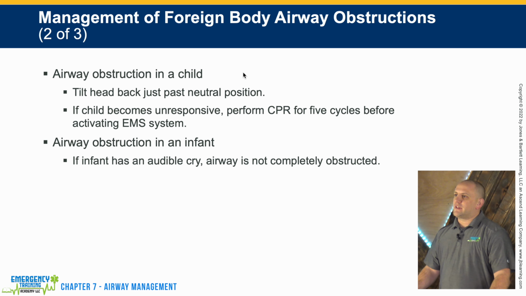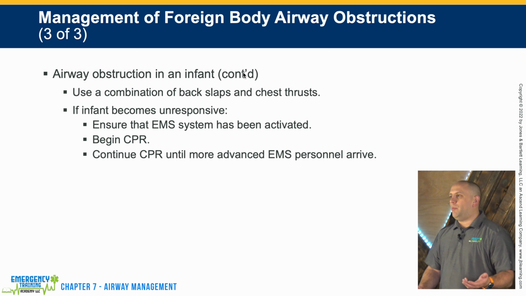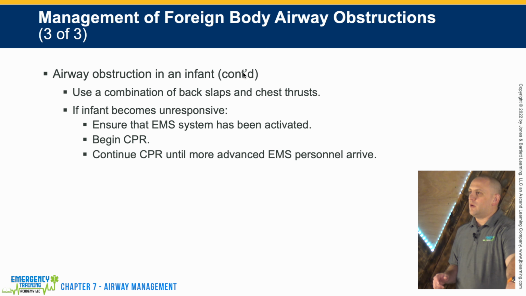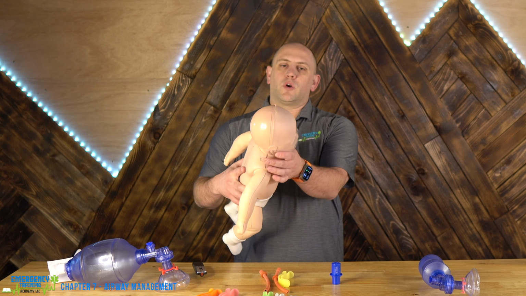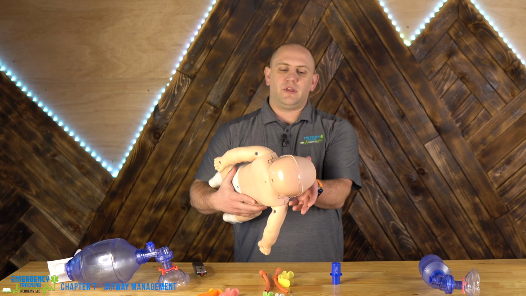If they become unresponsive, we begin CPR. The same applies to an airway obstruction in a child. The only difference is we're not doing the abdominal thrusts with infants. If they have an audible cry, that is the one way that we will be able to tell that they do not have a complete obstruction. Then we're going to do the CPR. But to clear the airway in our infants, we will actually do back blows.